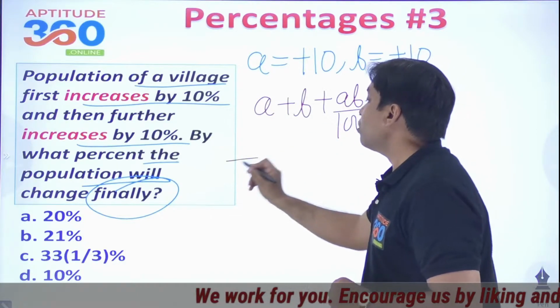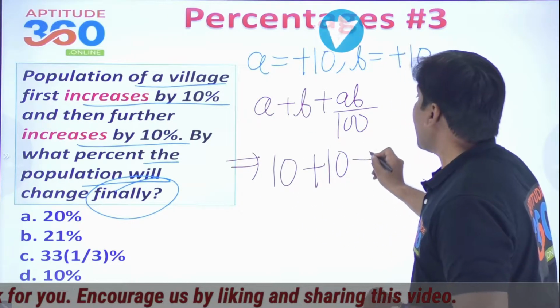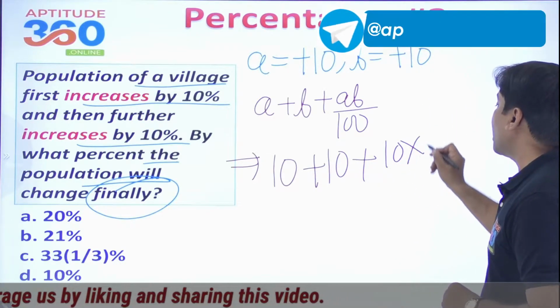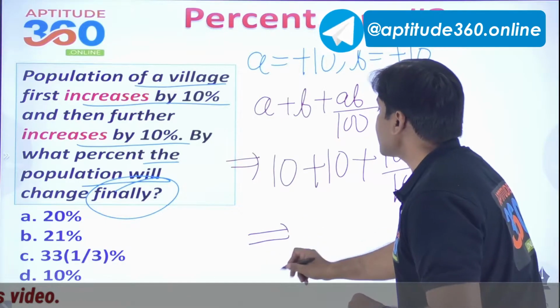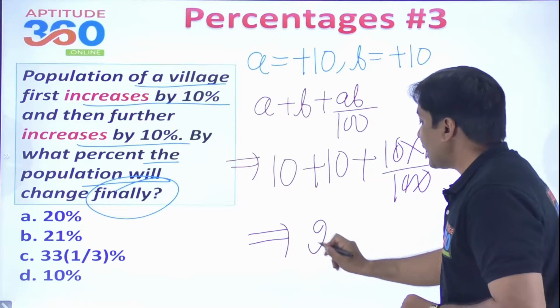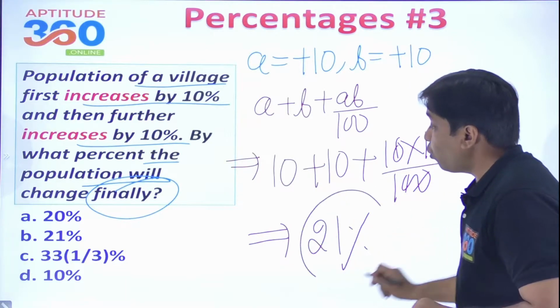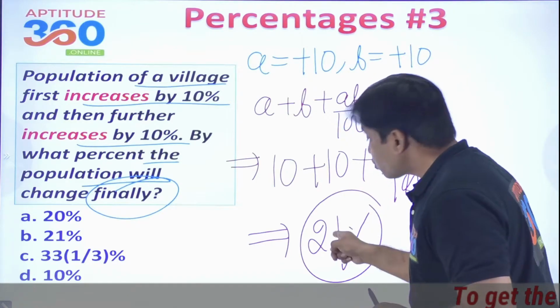And if you do so, the value of A is 10, the value of B is 10, and the value of A into B upon 100. If you simplify, this is coming out as 10 plus 10 plus this value will be 1, and the net change will not be 20%, rather it is going to be 21%.